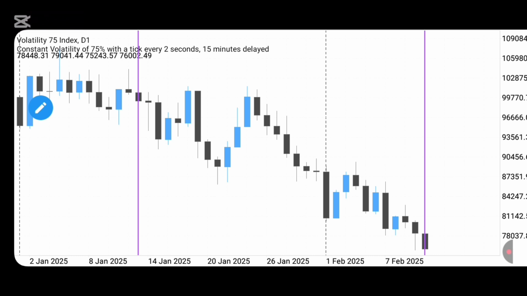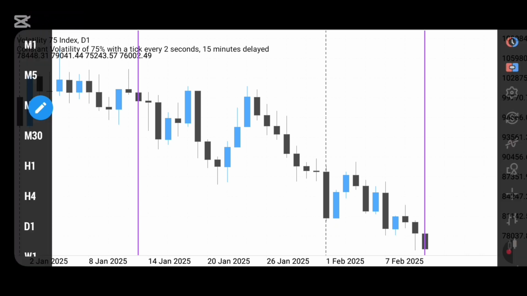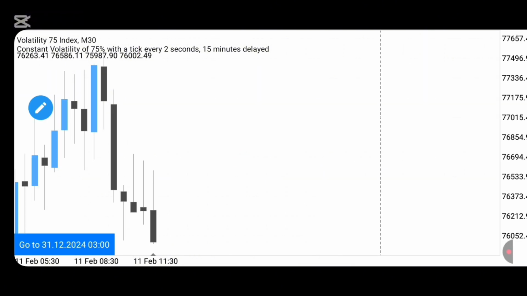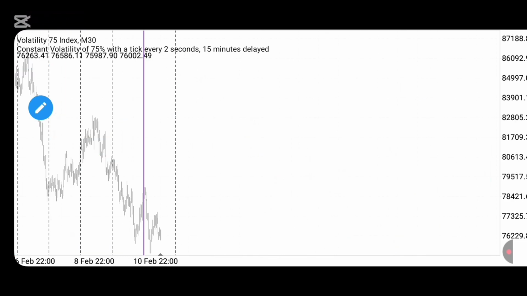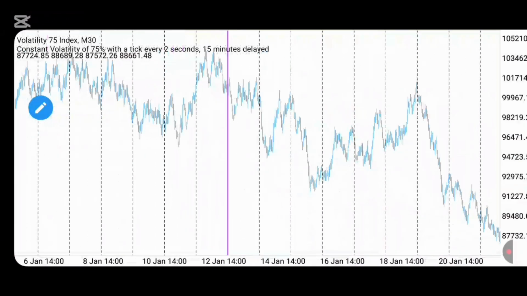So what are we going to be looking at? We are going to be looking at the behavior and the performance of this Volatility 75 every single day. How does it perform? How does it behave? Its behavior on every single day. Are you getting the point? So we are going to go back to the 30 minute chart and then we start exactly where our last line is here.